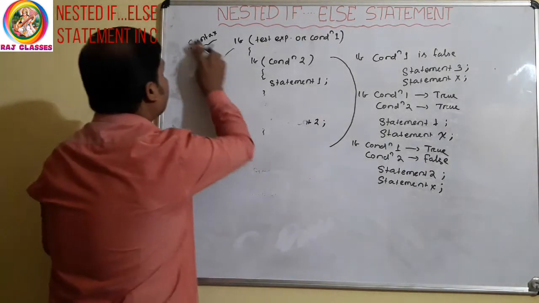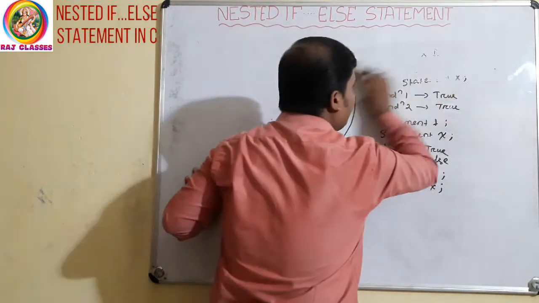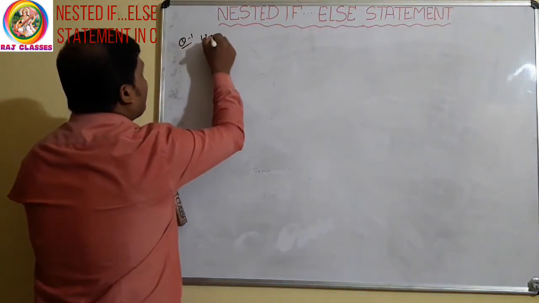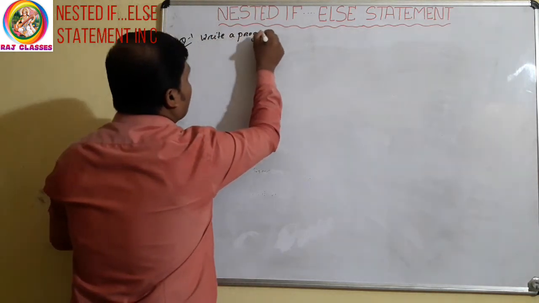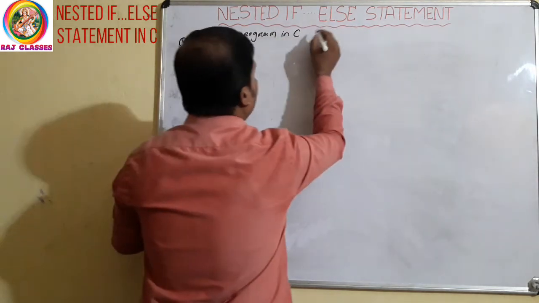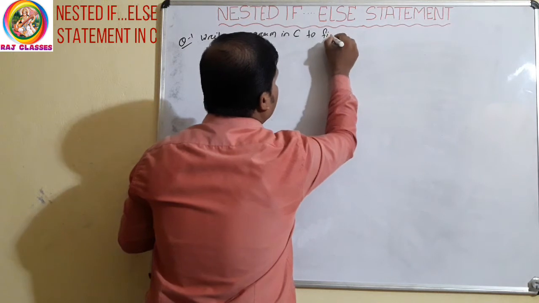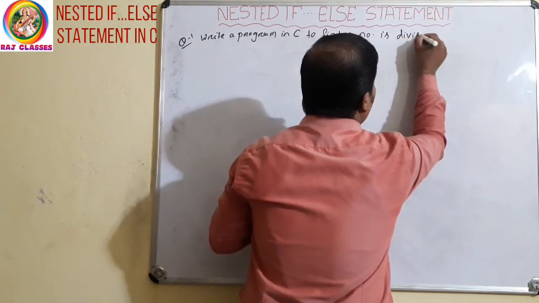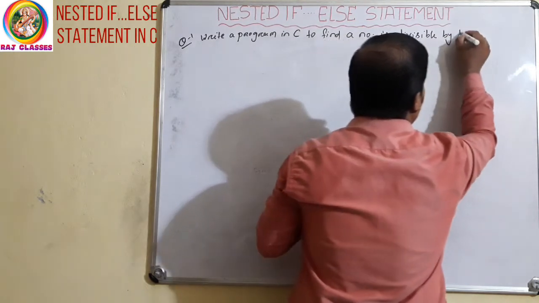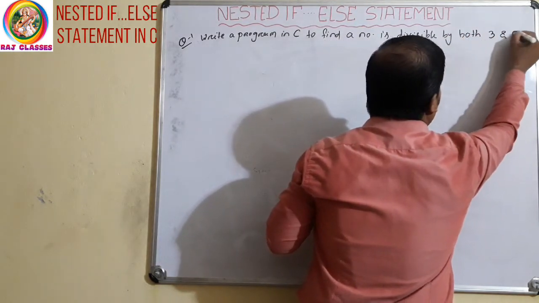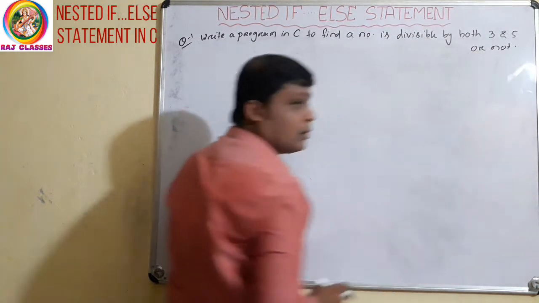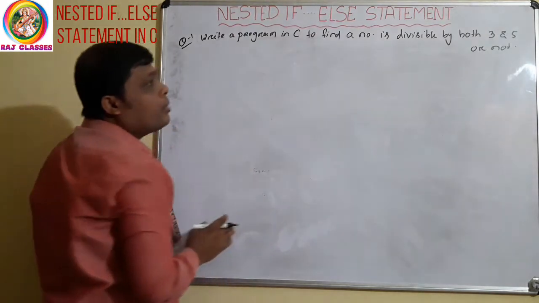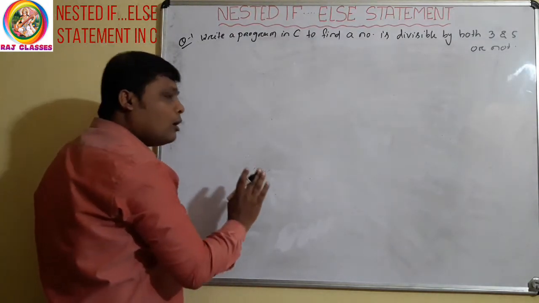Write a program in C. Question is, write a program in C to find whether a number is divisible by both 3 and 5 or not. Clear? Understood?